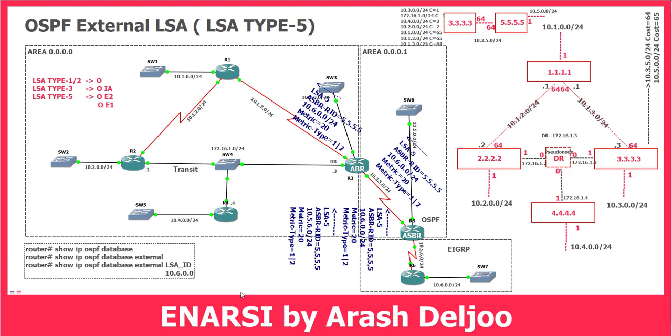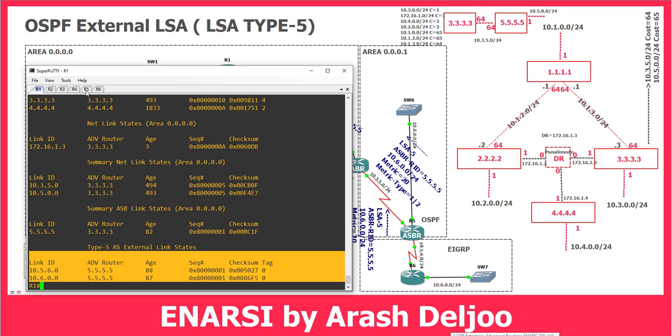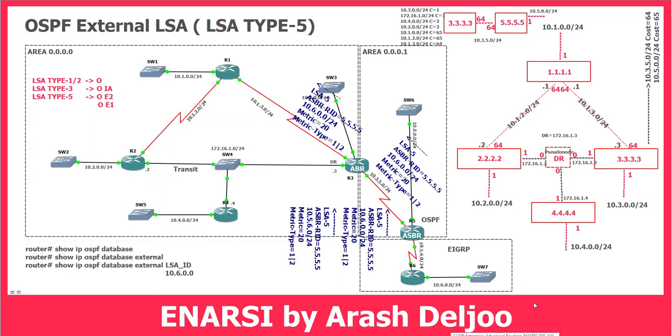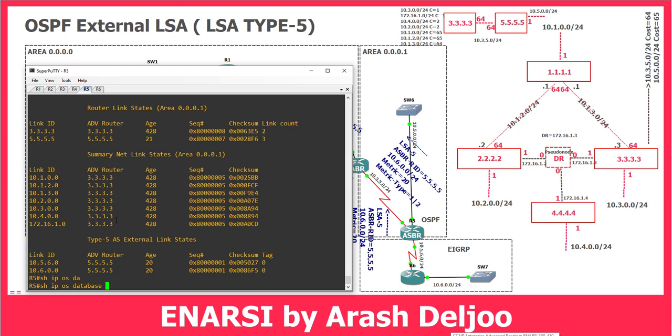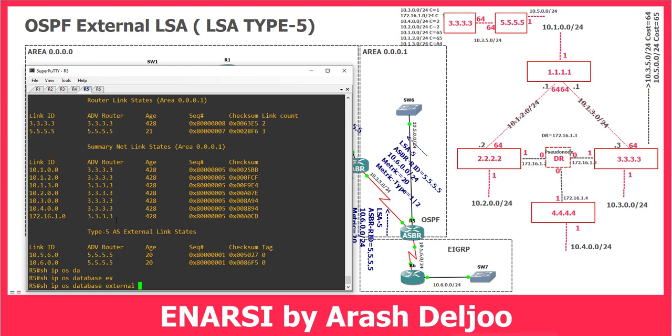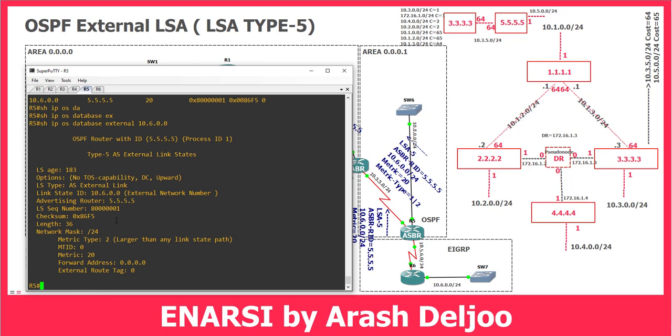That's it. Like the summary LSA, here LSA ID is the network address, and because of that we can easily verify the information that we have in one LSA type 5. Let me show you. For example, in R5, it is not important which router you are verifying on, because the information is the same. Let me show you here in router 5: show IP OSPF database external, then 10.6.0.0. Look at here. Here we have the information of the LSA type 5. The advertising router is the quad 5.